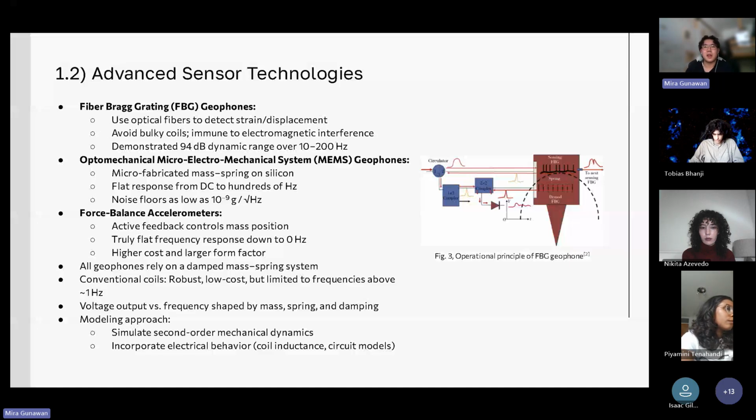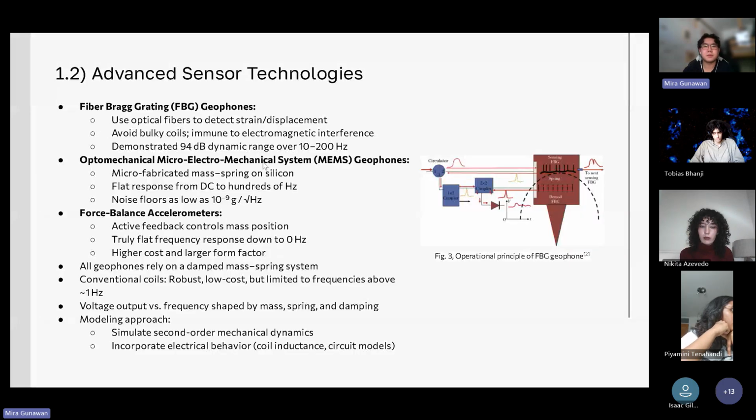Force balanced accelerometers use active control to remain flat down to 0 hertz, though they tend to be larger and more complex. In summary, whether coil type, optical, or MEMS, every geophone relies on the interplay of mass, spring, and damping to sense ground motion. So these principles form the blueprint for our computation model, which explicitly simulates the second order mechanical response and incorporates the sensor's electrical behavior to predict real world performance.